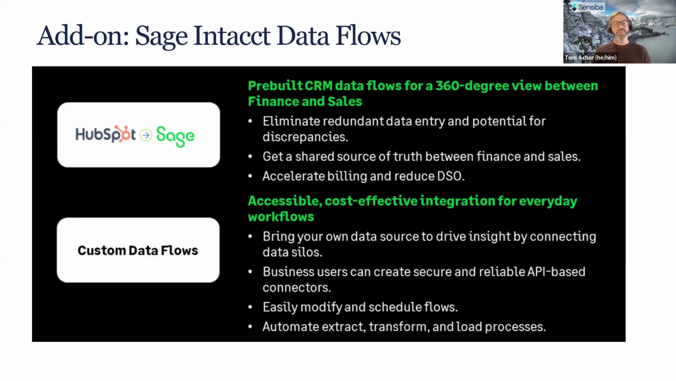And then Sage Intacct Data Flows came out earlier this year at the beginning of the year. Maybe it was even R4 of last year, but we're just seeing this expanding. It is an iPaaS product, that is integration platform as a service. It lets you connect Sage Intacct to not only HubSpot in this example, Blackline is a popular connector with Sage Intacct Data Flows, and then any custom data flows that you need.